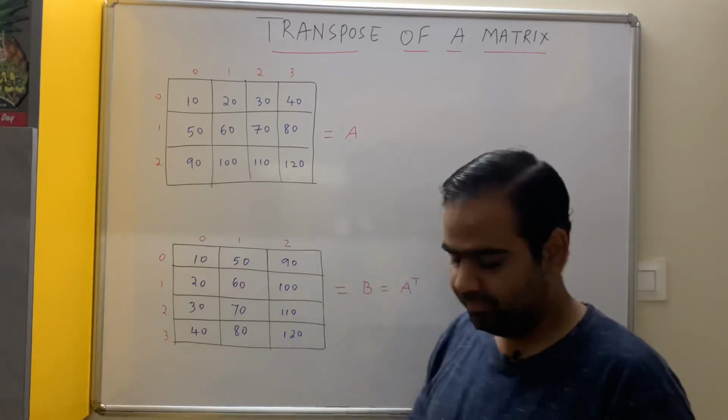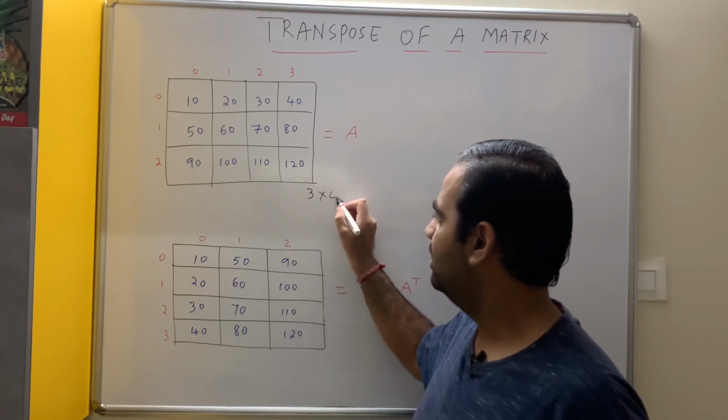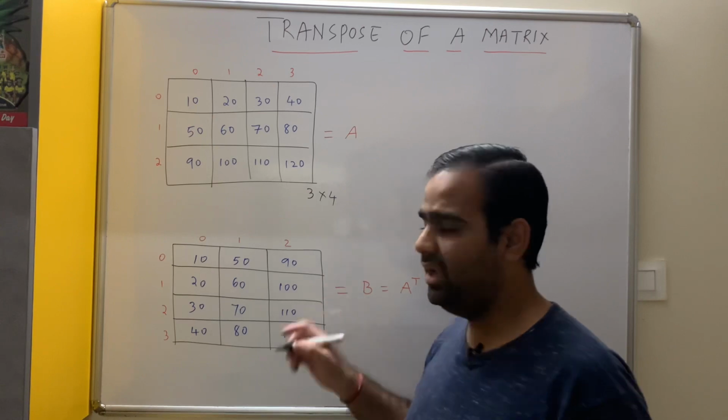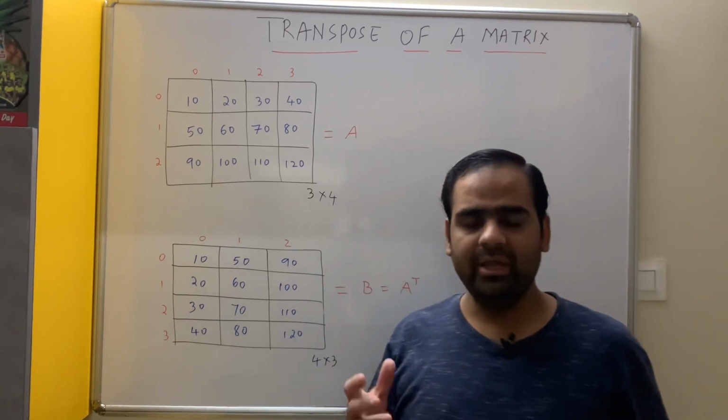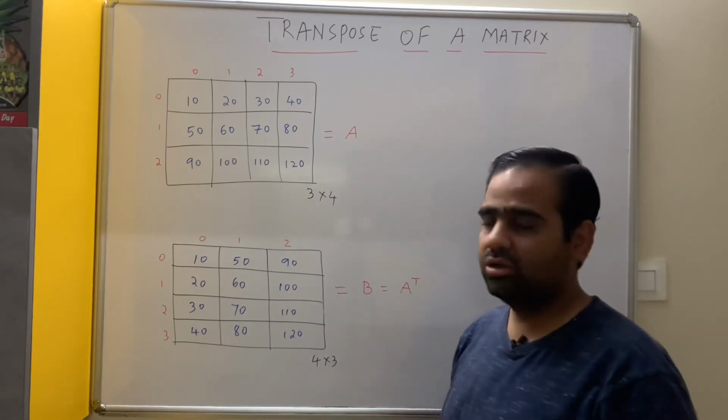Suppose the order of this matrix is 3 rows and 4 columns. When we transpose it, we get 4 rows and 3 columns. That means the rows and columns are interchanged. Now, how do we get the logic for this?